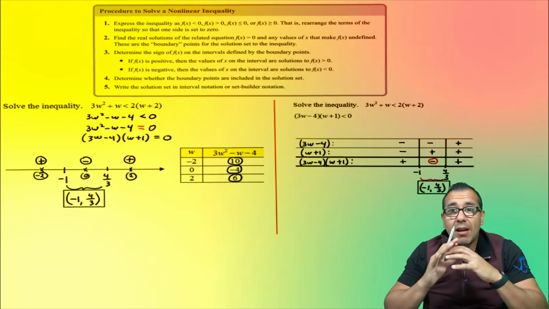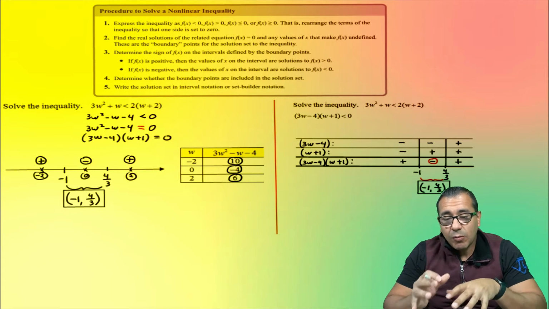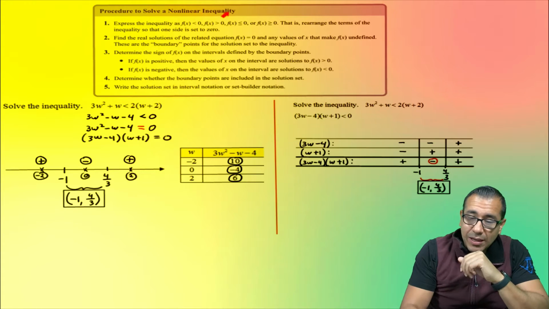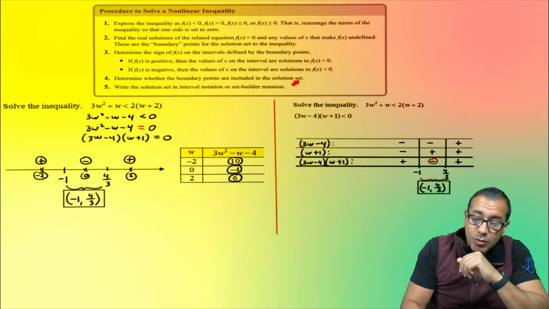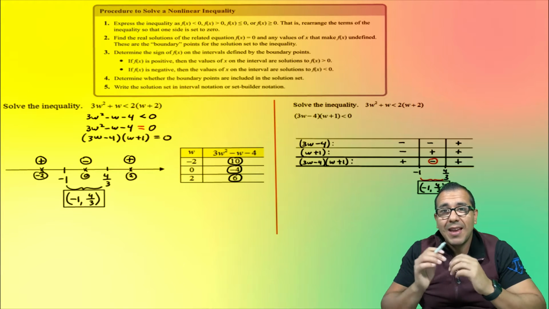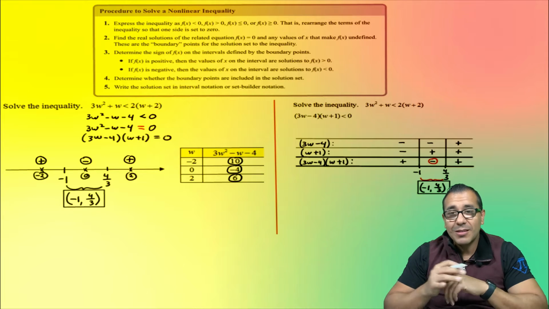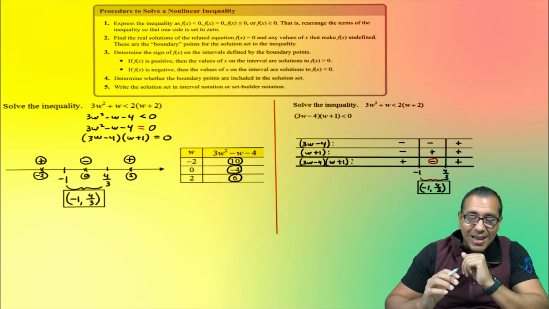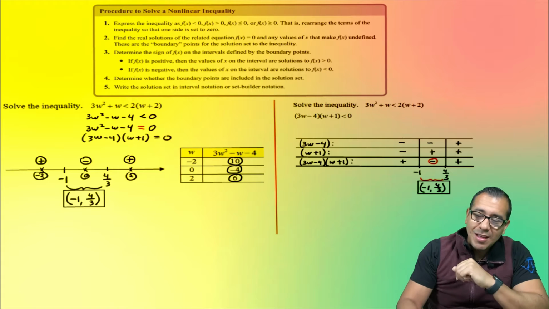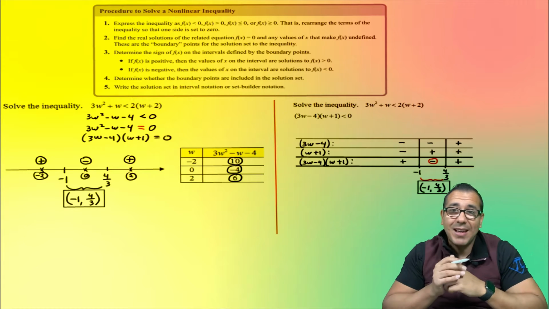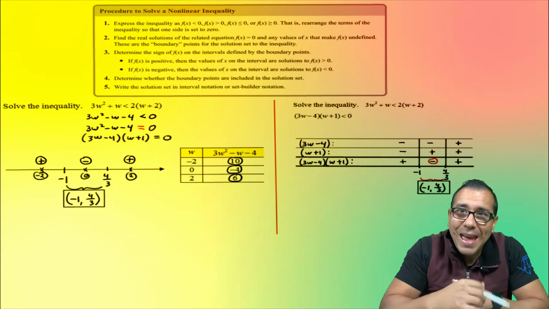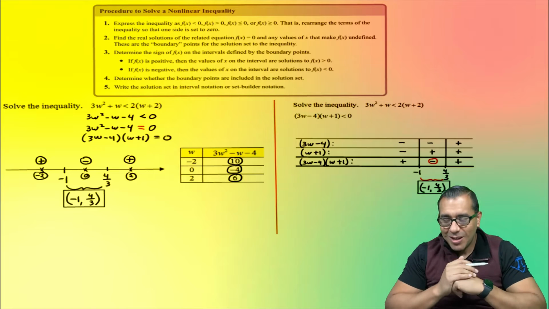Now let's look at the process when we're dealing with non-linear inequalities. Some people will see all these rules just like this, and they might get scared and say, you know what, forget this. No. I'm going to break it down and put it in my own words, but using the same exact ideas. We're going to do it Dr. Math style. So don't go anywhere.